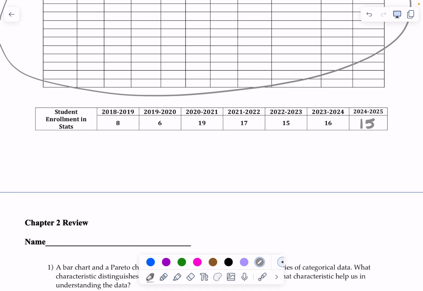What happened right here? We went from 8 and 6 to 19, 17, 15, 16, 15. College class. I started offering it for college credit. This is when I got my master's. Before that, it wasn't for college credit. Now everybody wants to take it because they want the college credit. So there you go. You can see trends.